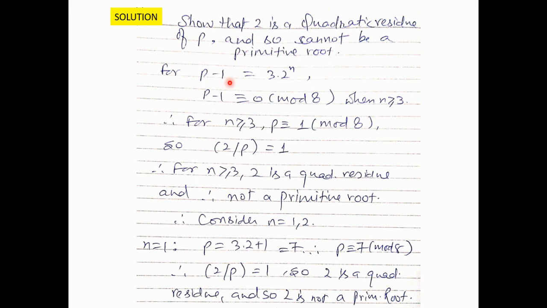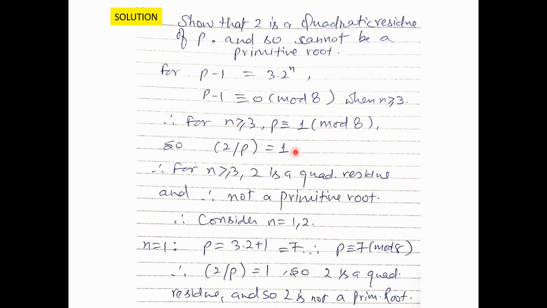So p minus 1 is congruent to 0 modulo 8 whenever n is greater than or equal to 3. If I take n equal to 3, then 2 to the power 3 will be 8. And then for n greater than 3, 4, 5, 6, everywhere, it will be congruent to 0 modulo 8. So p minus 1 is congruent to 0 modulo 8. Therefore, for n greater than or equal to 3, p is congruent to 1 modulo 8.